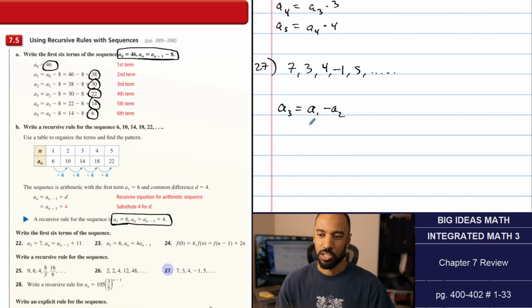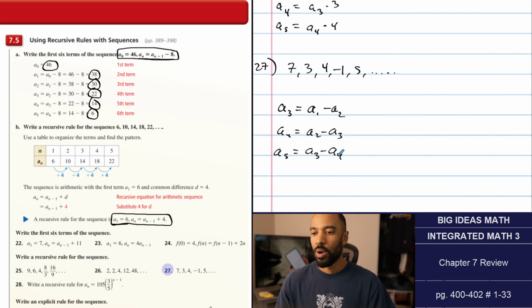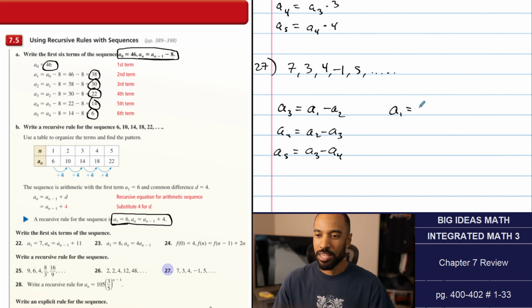First term minus the second term. And the fourth term is the second term minus the third term. And the fifth term is the, I don't want to say third term minus the fourth term. Okay. So with that in mind, the first term is 7.